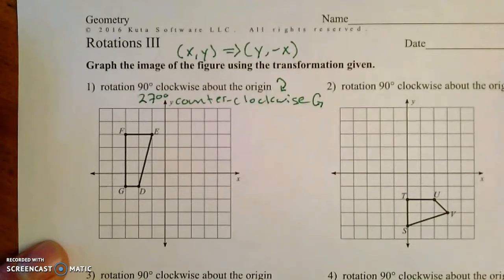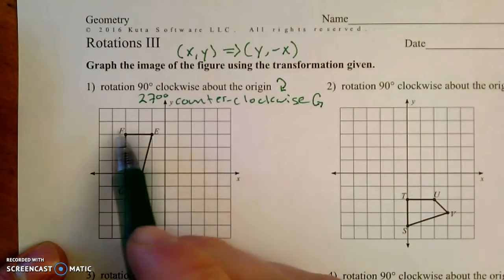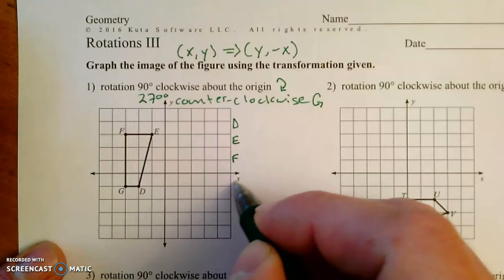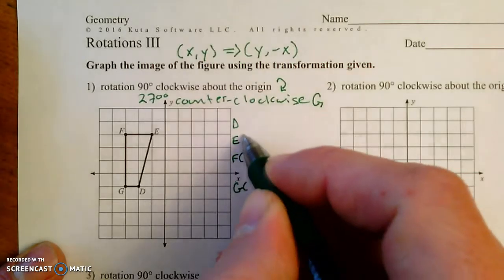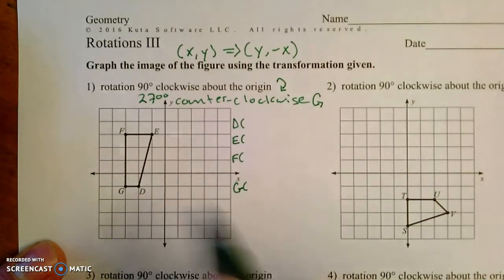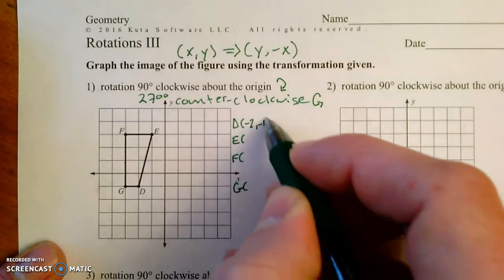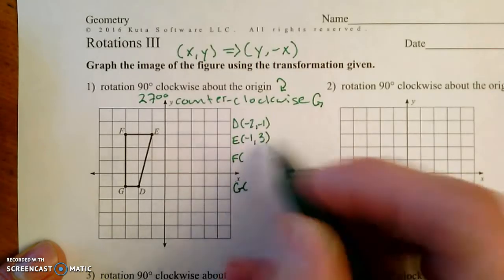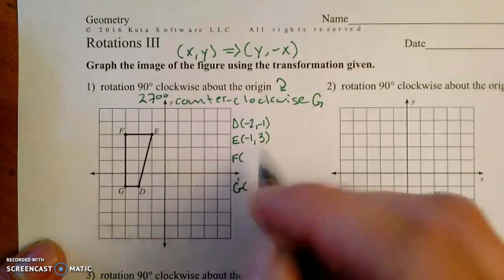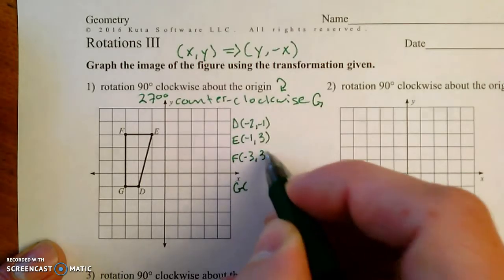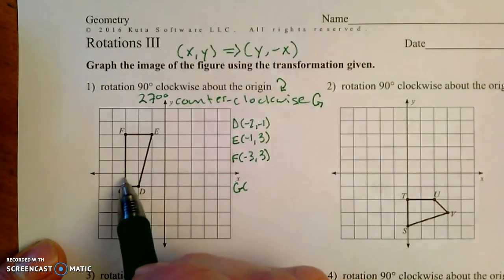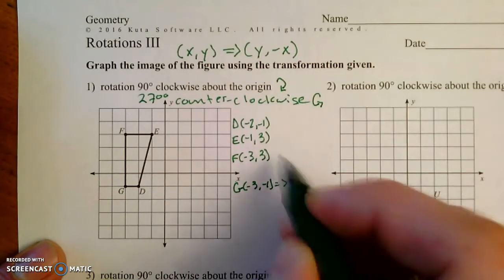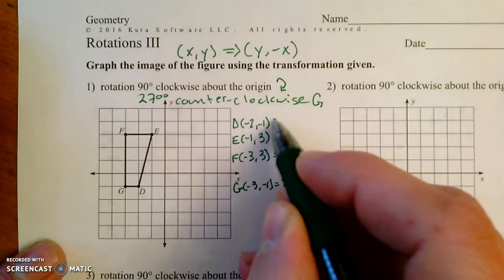So let's take a look here at this shape. We've got D, E, F, G. Let's see, the coordinates for D are -2, -1. Coordinates for E are -1, +3. Coordinates for F are -3, +3. And the coordinates for G are -3, -1. So then we're going to use our rule.